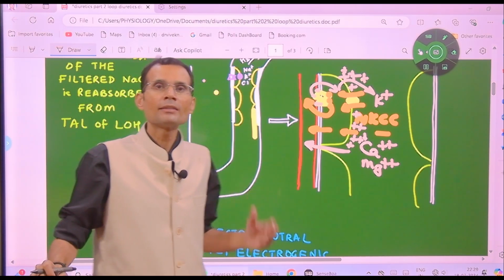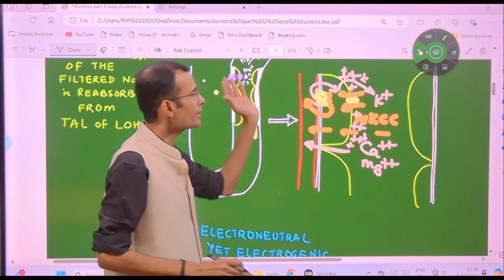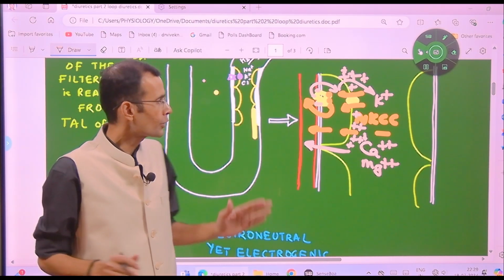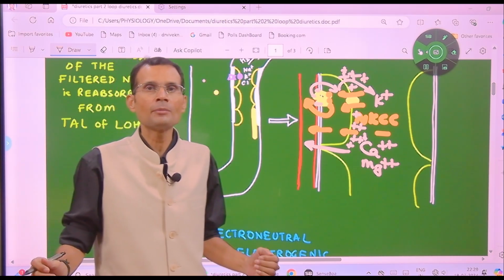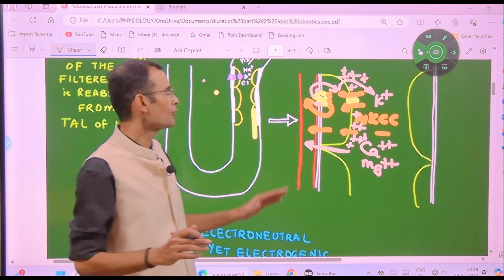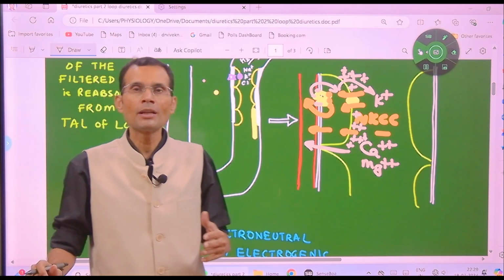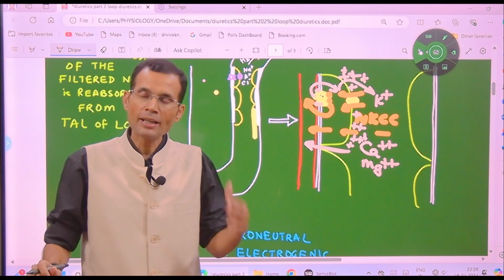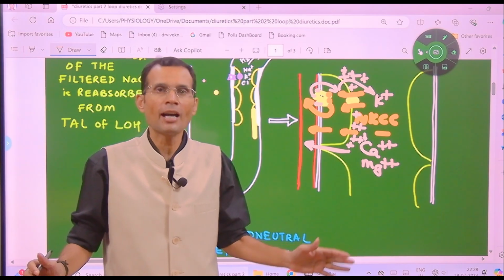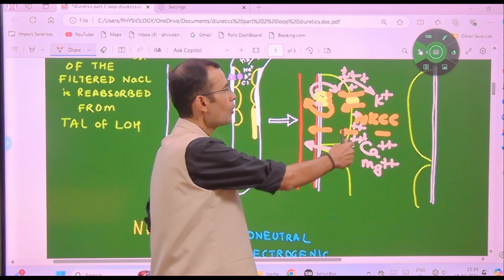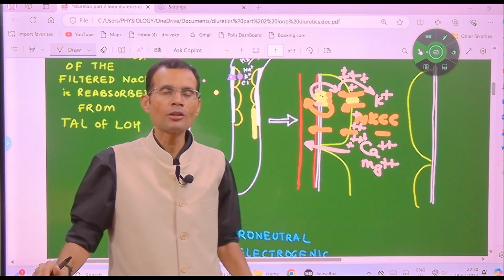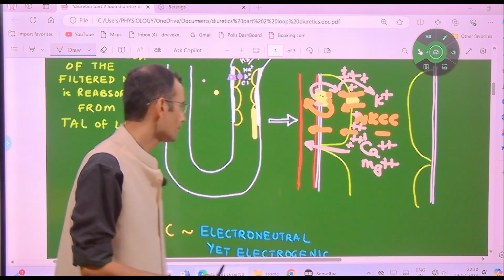With calcium, there is a little advantage: in the later segments, the DCT and collecting duct, there are active transporters for the reabsorption of calcium. So calcium will not be lost into the urine, but magnesium cannot be reabsorbed after this. Magnesium is lost into the urine. So with the action of loop diuretics, there is a possibility of hypomagnesemia, magnesium decreased in the plasma. There could have been hypocalcemia as well, but it doesn't happen because, although calcium could not be reabsorbed from this part, there are transporters in the distal nephron that cause extra calcium reabsorption.